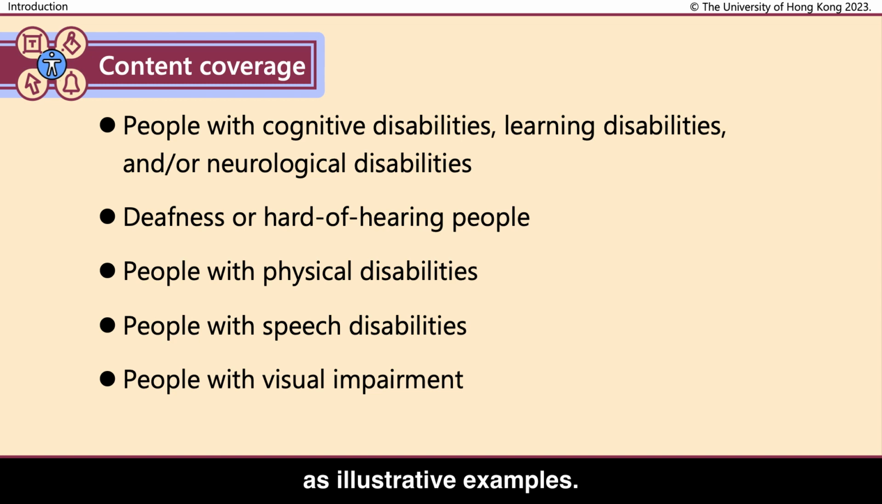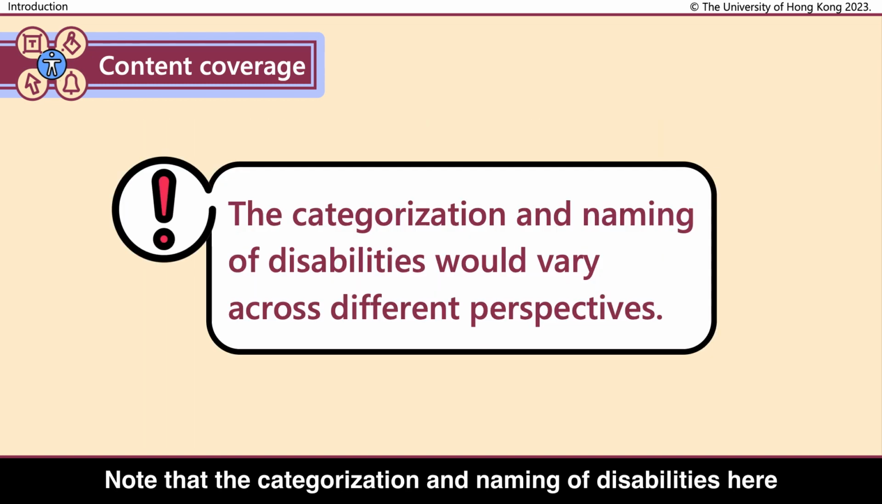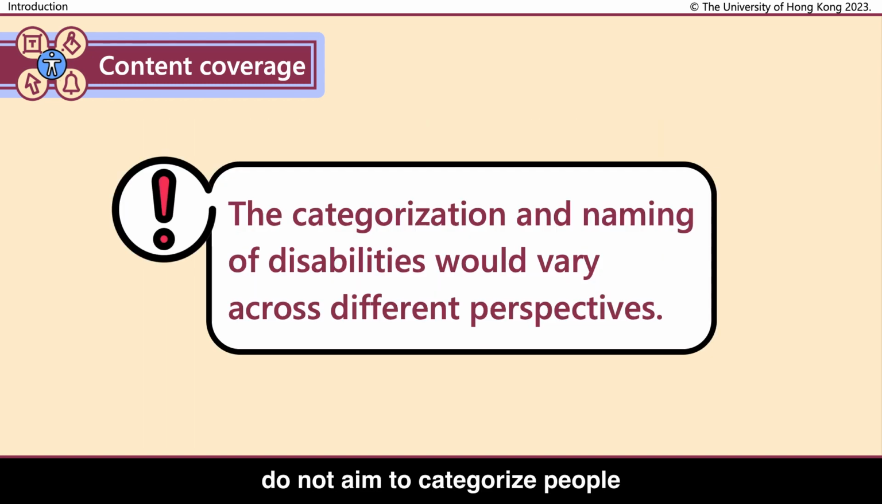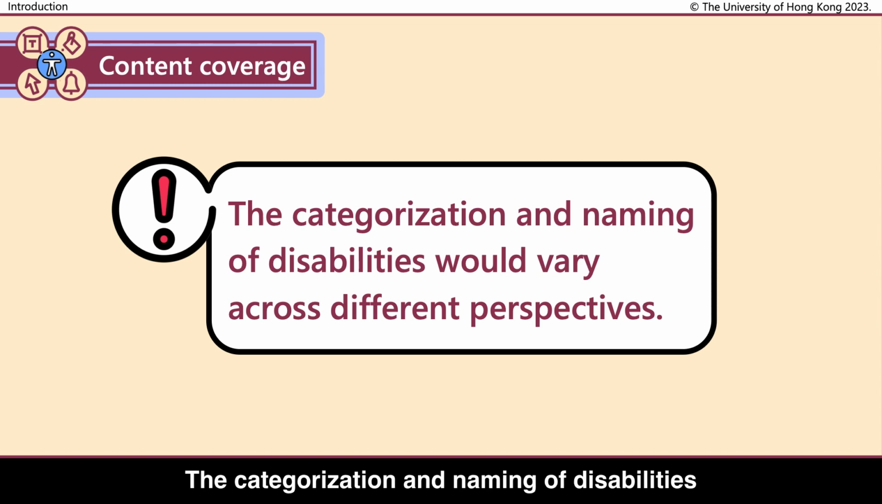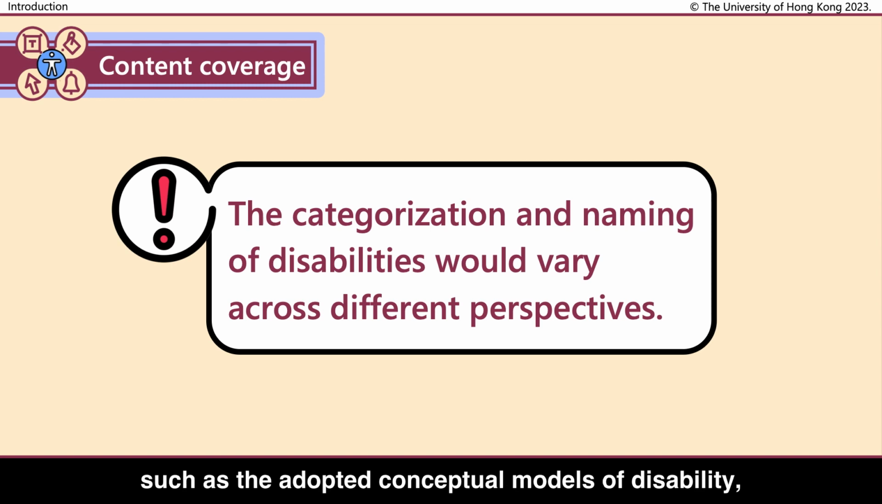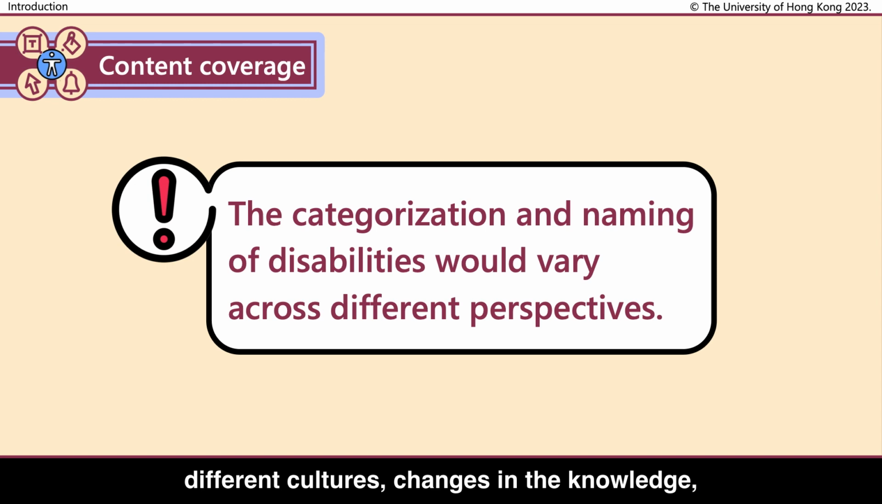As illustrative examples. Note that the categorization and naming of disabilities here do not aim to categorize people according to any medical conditions. The examples here mainly serve as illustrative examples. The categorization and naming of disabilities would vary across different perspectives, such as the adopted conceptual models of disability, different cultures, changes in the knowledge and understanding of the conditions, or changes in preferences among disabled people and advocacy groups.